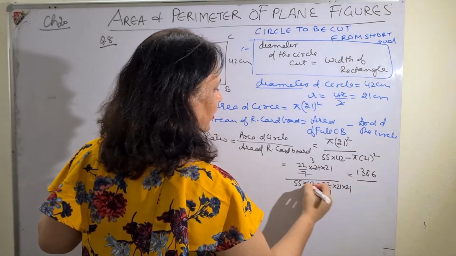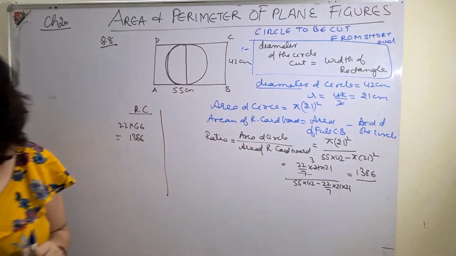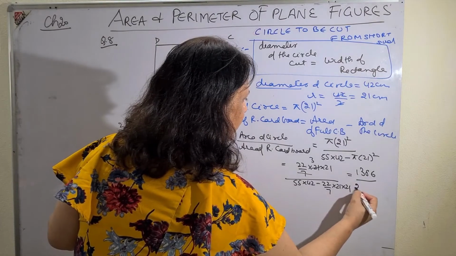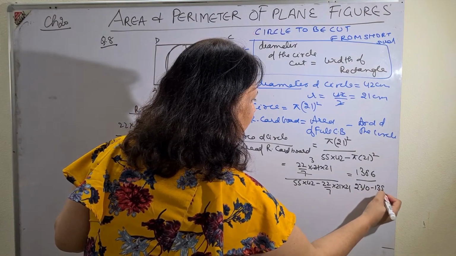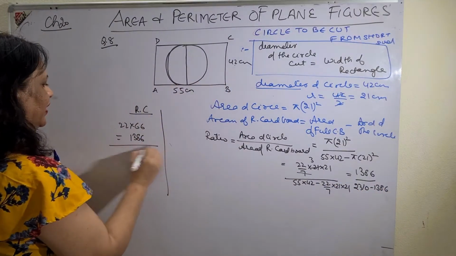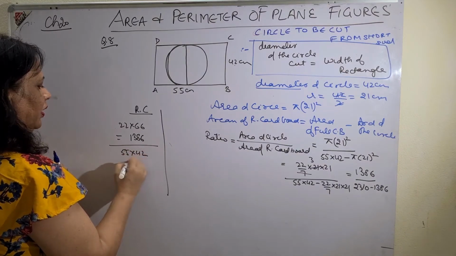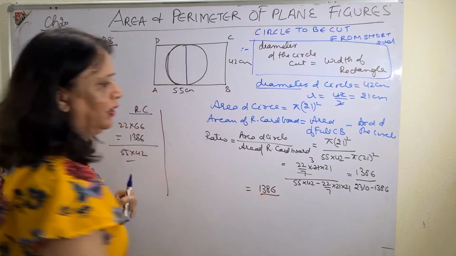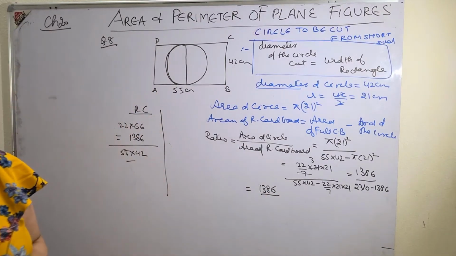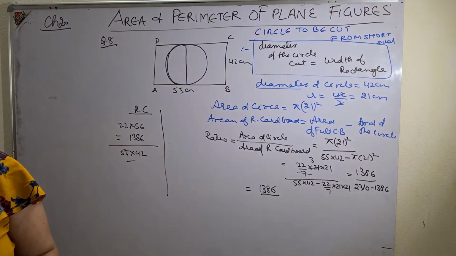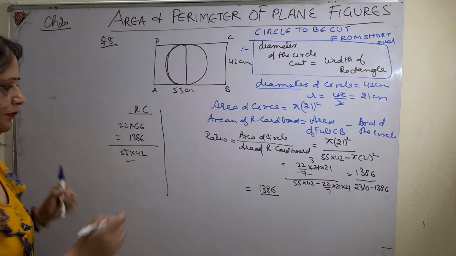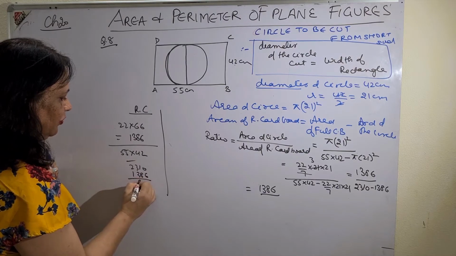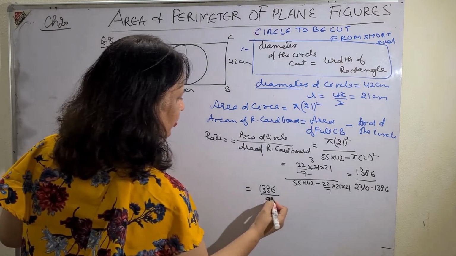1386 upon 55 into 42. So 55 into 42 will be 2310 minus 1386. Please calculate everything in the rough column. So ultimately I get 1386 upon, if you subtract 1386 from 2310, you get 924.